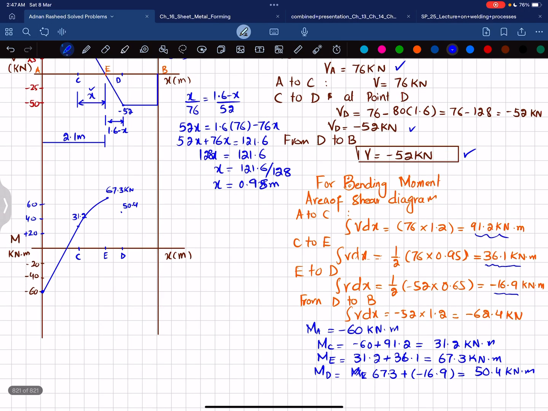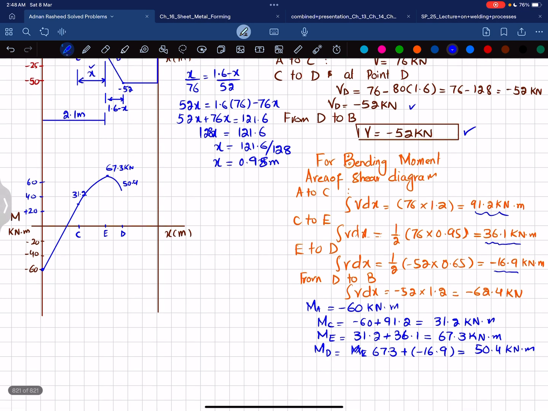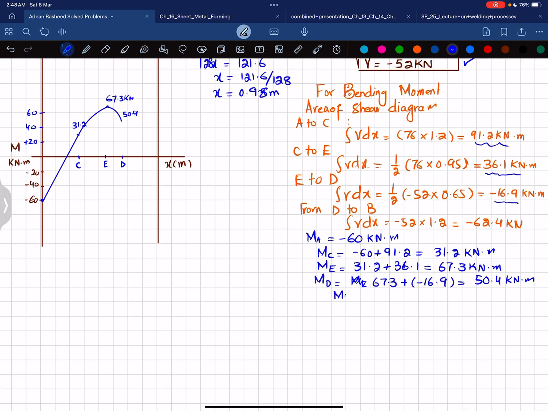Again, you can see that shear force is a 1 degree line, straight line, and slope is decreasing. So bending moment will be 1 degree higher and it will be a curve in this form. Okay. And the last area or moment at point B is equal to moment at point D, which is 50.4, and area under the shear force diagram from D to B, which is minus 62.4 kilonewton. That will give you minus 12 kilonewton into meter. So it will bring it to minus 12.